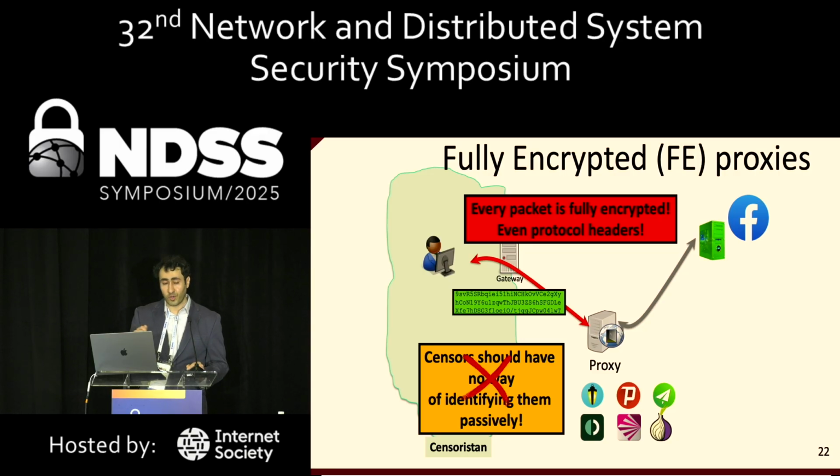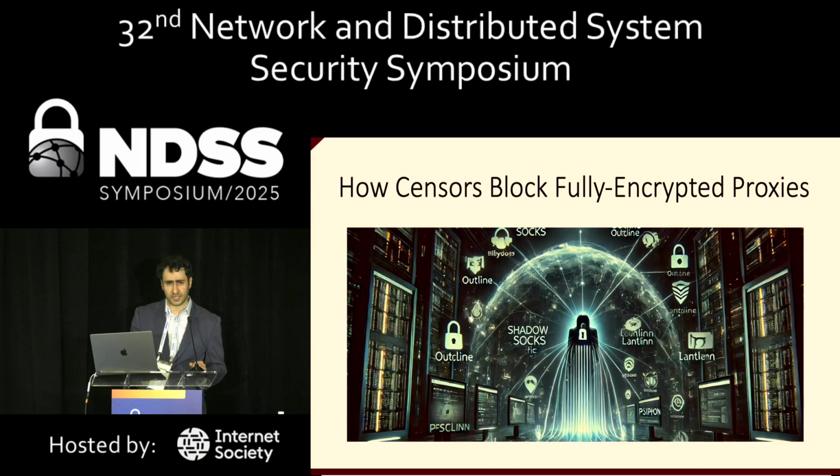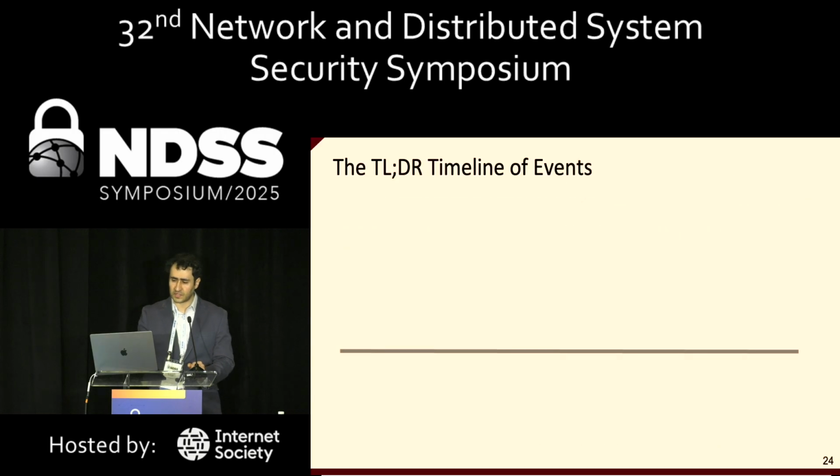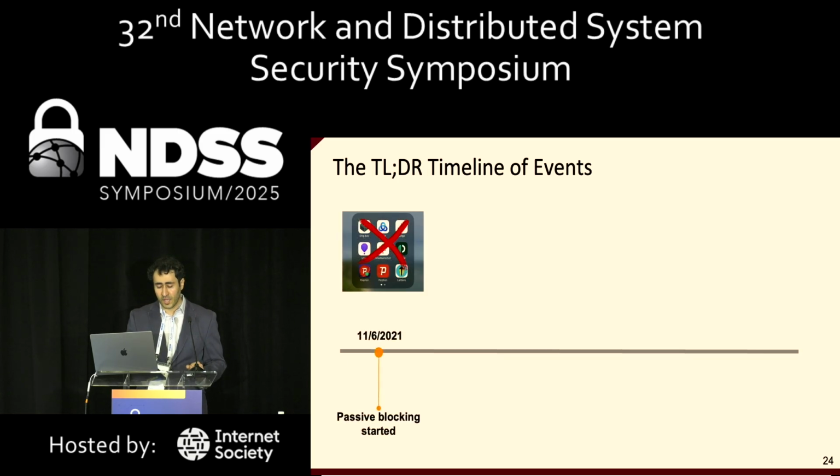And now I'm going to talk about a case study in which the sensors actually showed they're capable of detecting proxies even if they fully encrypt the whole packet. Okay, so this is the second part of my talk. I'm going to talk about this case study. Here's a short timeline of this event. In November 21, a lot of proxy users in China woke up to their beloved proxies not working, none of them.